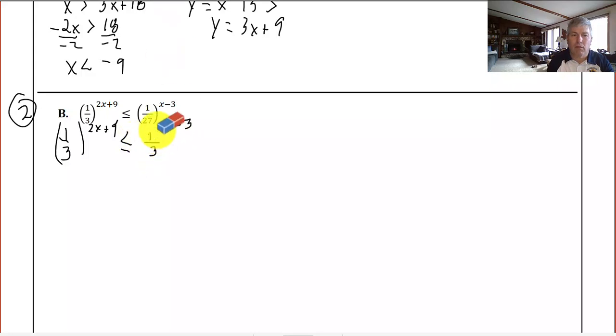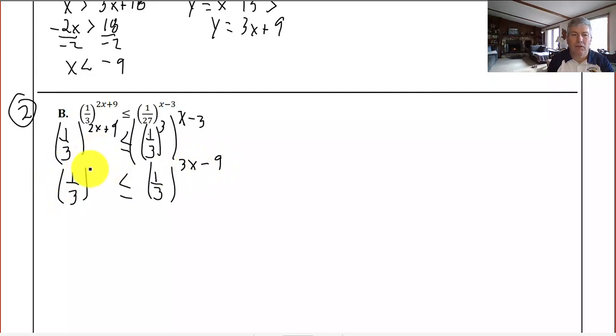Let's see if I can do this correctly. 1/3 to the third raised to the x minus 3. So power raised to a power, we multiply the exponents, which gives us 1/3 to the 3x minus 9, and 1/3 on the left here to the 2x plus 9. So we have 2x plus 9 is going to be less than or equal to 3x minus 9.